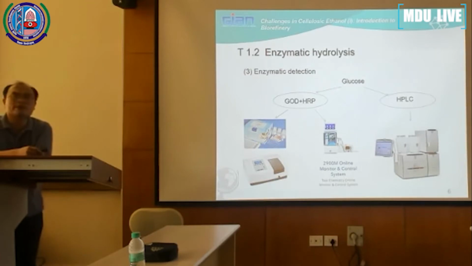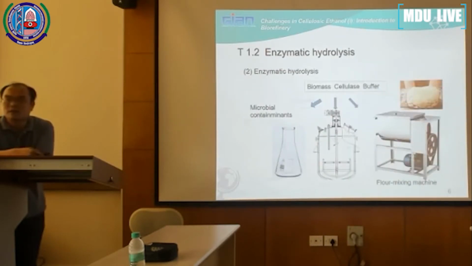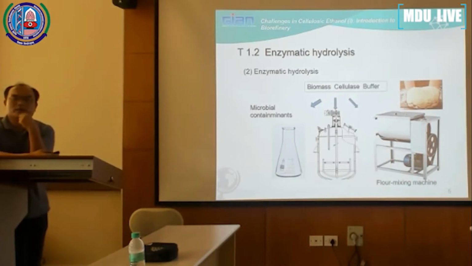We have two ways to detect the glucose. Sorry, I forgot that. Why do you need to make that dough in the previous slide? This machine, you showed that. What's the use of having such a high consistency, doing enzymatic hydrolysis at such a high consistency? We tried. This machine is commercially used for flour mixing, but I use it to mix the cellulase and the biomass.